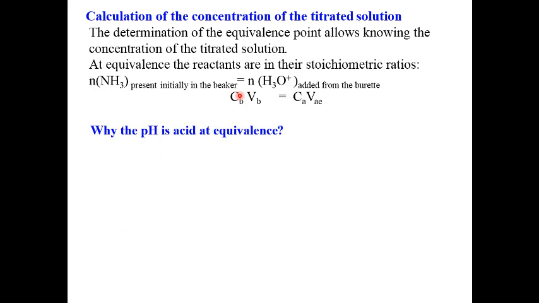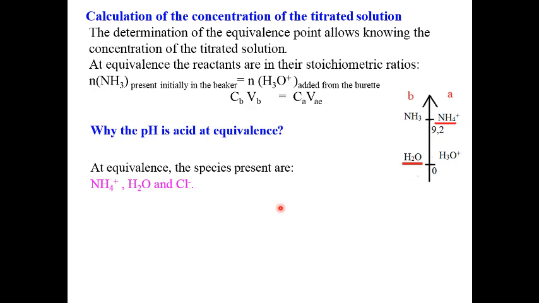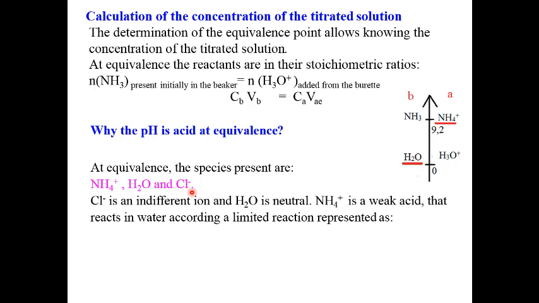Now, why is the pH acidic at equivalence, and not neutral at 7, as we know here? Look at this. At equivalence, there is no more NH3 and no more H3O+, because they have been added at equivalence according to their stoichiometric ratio. It means none of them is in excess. The only species present are NH4+ and H2O, and definitely we have Cl-, which is an indifferent or spectator ion, as we said previously.